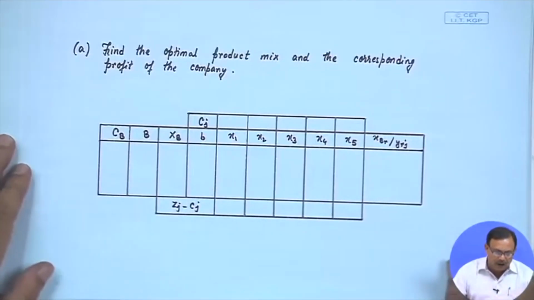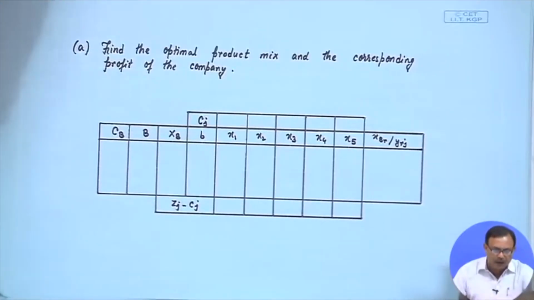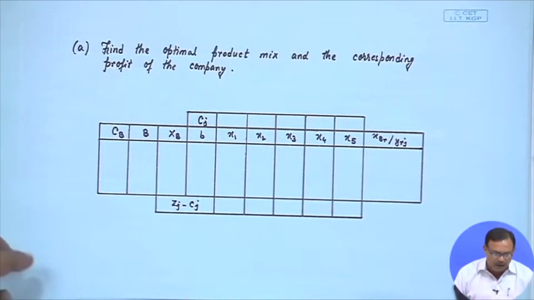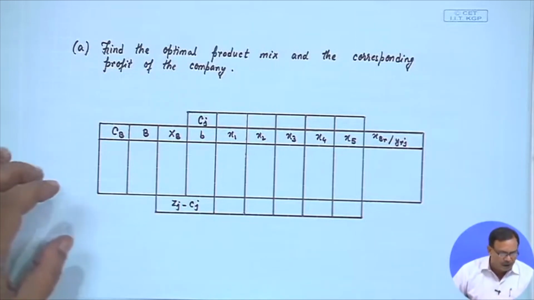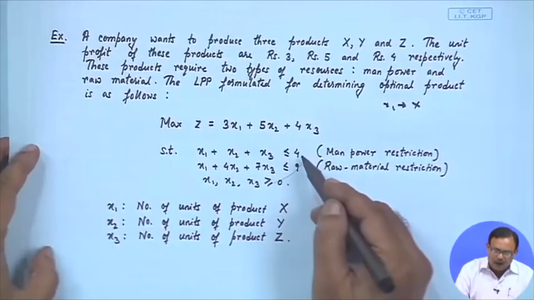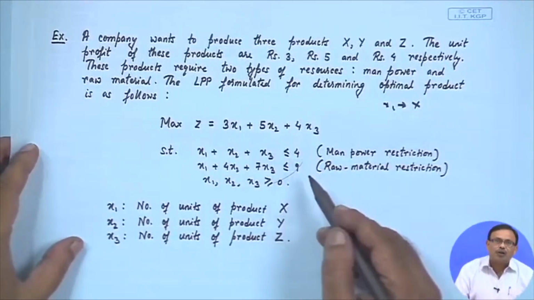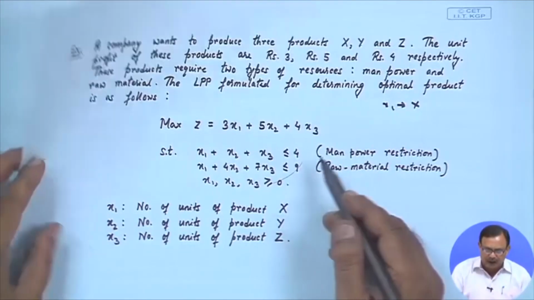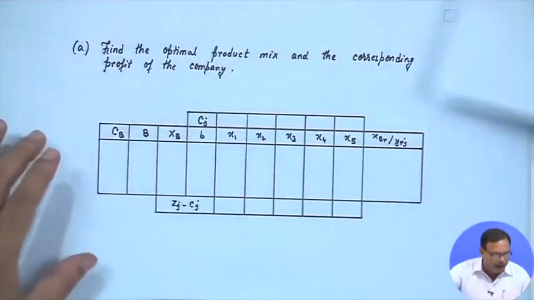The first one, if you see, is find the optimal product mix and the corresponding profit of the company. Or in other sense, you just find out the solution of the simplex problem whatever we have given. So, your simplex problem was this. We have 2 less than equals constraints, so whenever I try to write it in the standard form, I have to add 2 slack variables over here, x 4 and x 5.